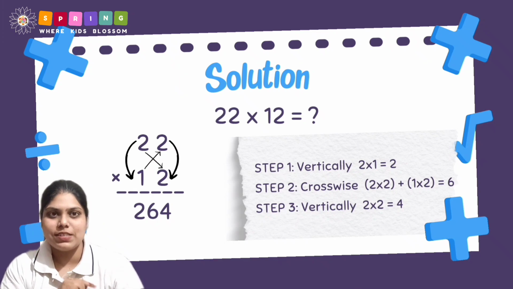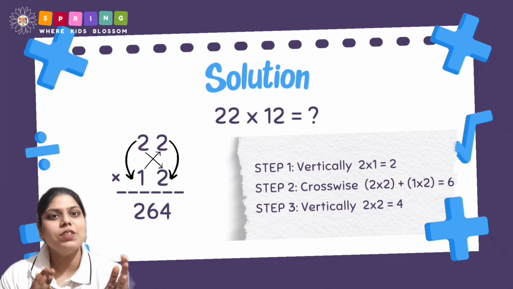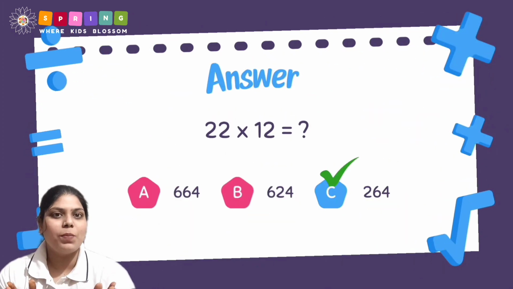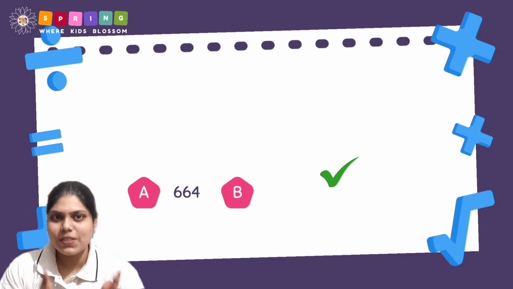Now moving to the final step. In the final step, we have 2 into 2, which is 4. So your total number becomes 264, and the answer is the same, 264.